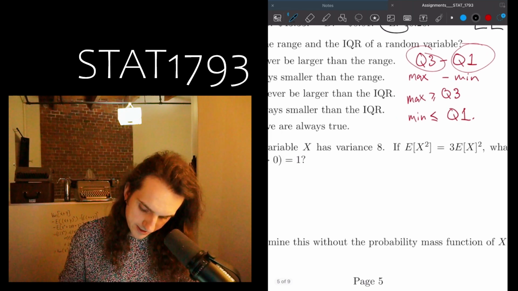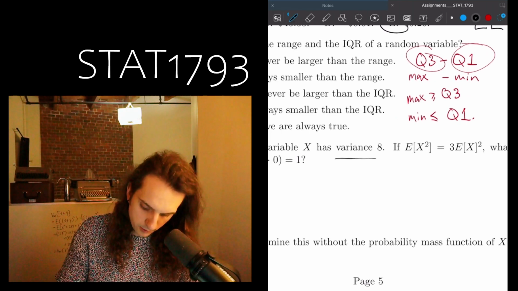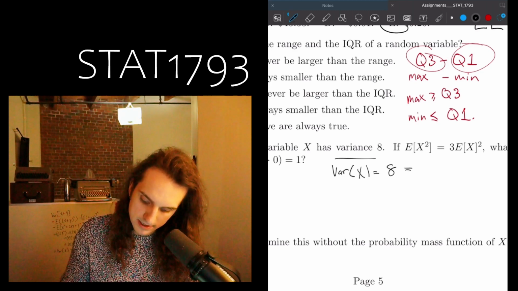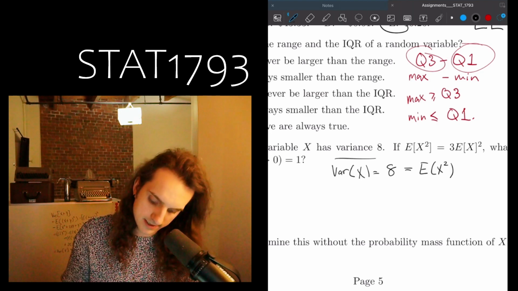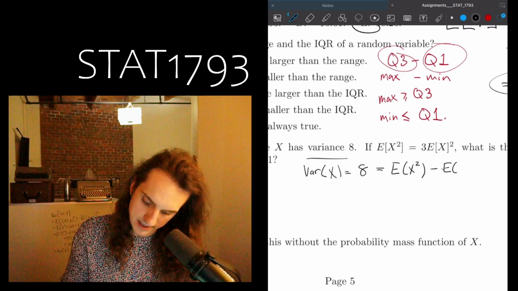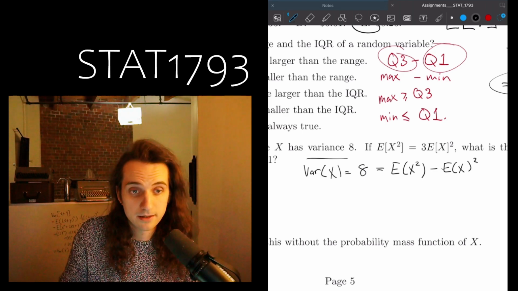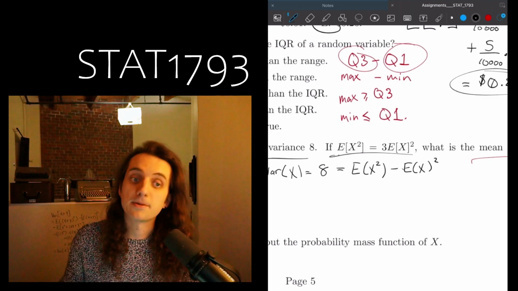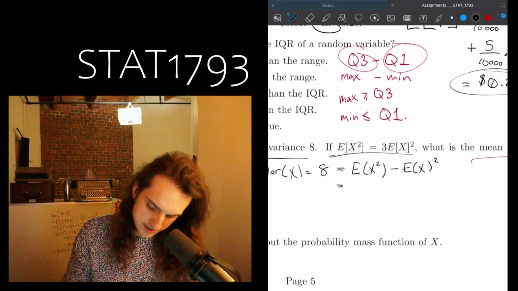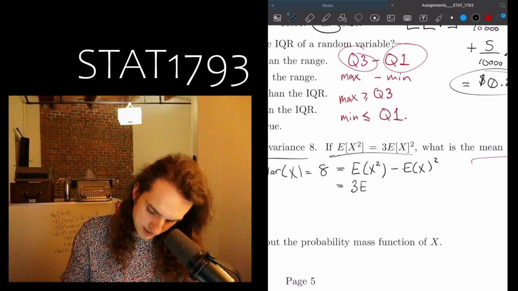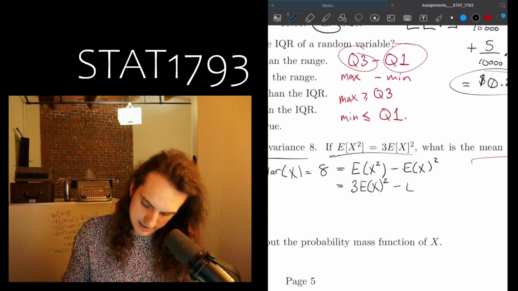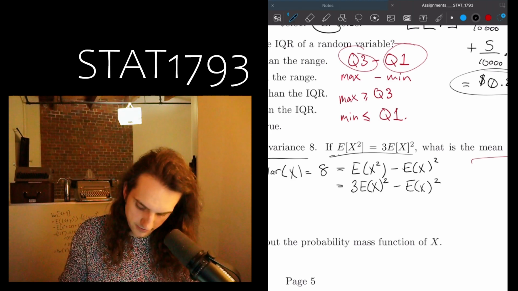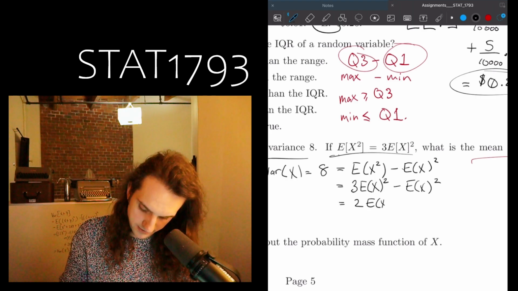Well, we're told that the variance is going to be 8, so we want to work with the variance of X. The variance of X is equal to 8. We also know that the variance of X is given by the expected value of X squared minus the expected value of X, this whole thing squared. The reason we like this is because we're told that the expected value of X squared is 3 times the expected value of X, squared. So this is going to be 3 times the expected value of X, squared, minus the expected value of X, squared. Take that away: we have 3 of something minus 1 of the thing, so we have 2 of those left, 2 times the expected value of X, squared.